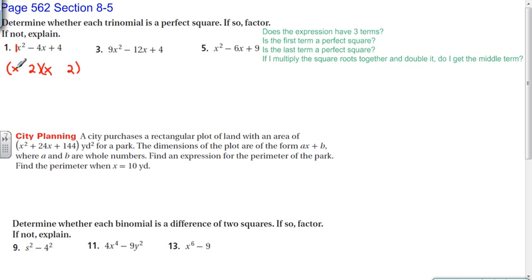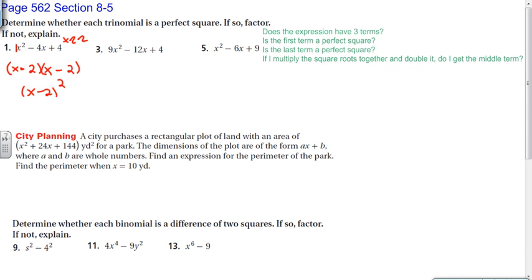Now, if you multiply x times 2, you're going to get 2x, double it. So if I double that, do I get the middle term? Is x times 2 going to give me 4x? Yes. Since I have to multiply to be a positive, the signs on the 2's have to be the same, but I have to add up to be a negative, so they both had to be negatives. So a shorter way of writing that is x minus 2 to the second power. That's what makes it a perfect square trinomial, because it's the square of a binomial when you factor it.